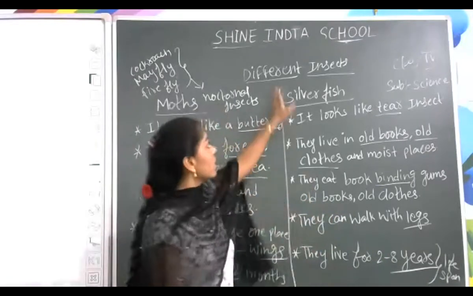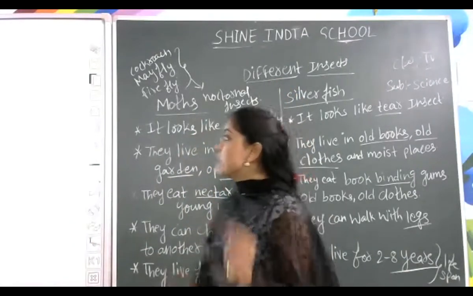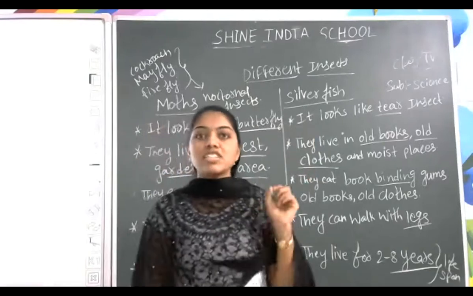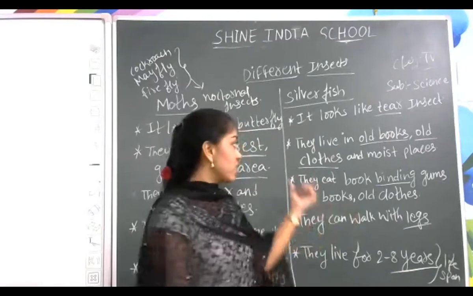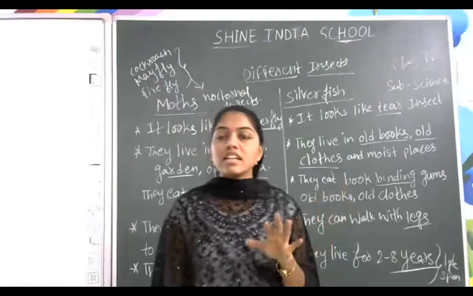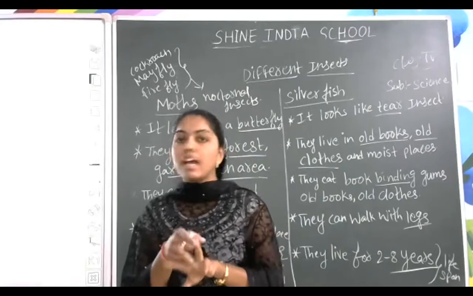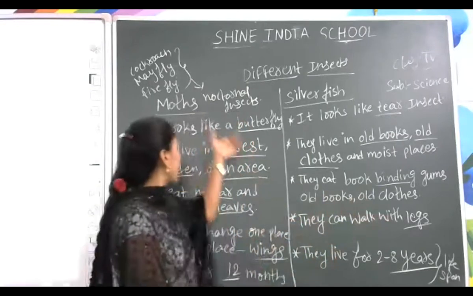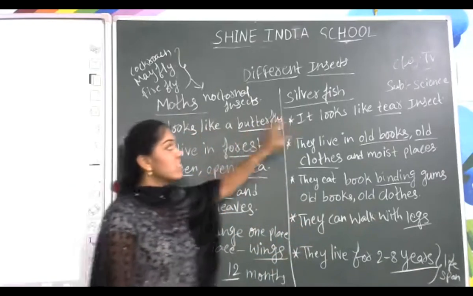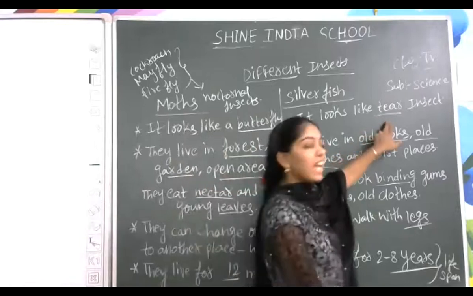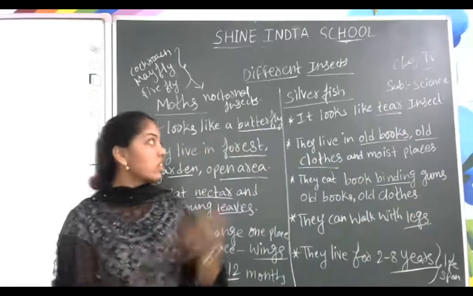What we have discussed today is about different insects, the moths and the silverfish, right? Each and every insect has different kinds of food and different variations. Lifespan is also different. Yesterday we discussed three insects, dragonfly, and what is the next one? Fleas and the bedbug. In the same way we have learned about the moths and the silverfish. What is the shape of the moth here? Butterfly. What is the shape of the silverfish? Yes, tail insect. It looks like a tail. This is the structure. The middle part of the silverfish will look like a tail.